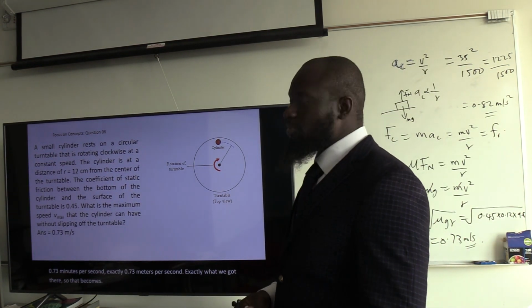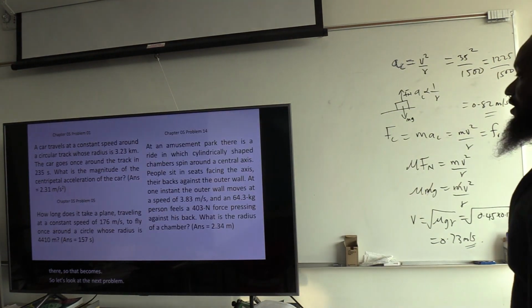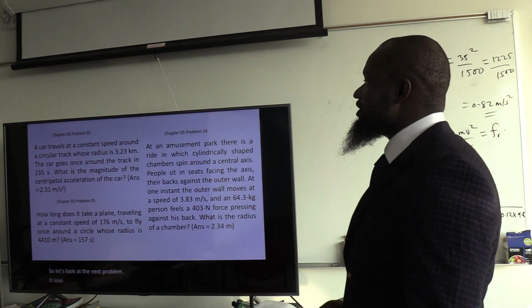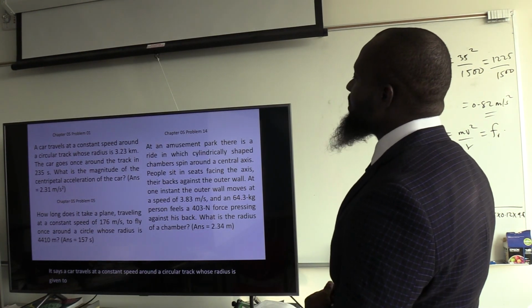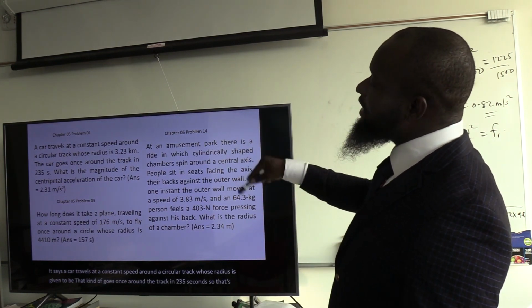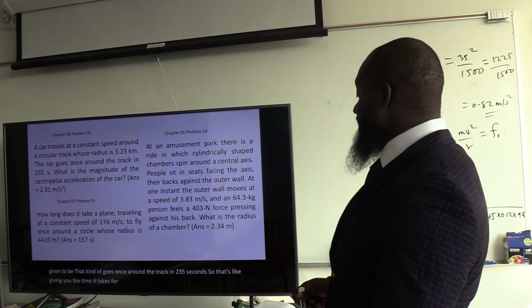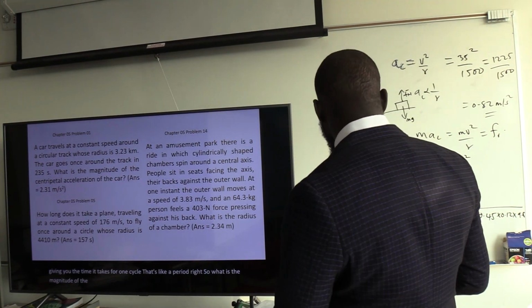Let's look at the next problem. It says a car travels at a constant speed around a circular track whose radius is given. The car goes once around the track in 2:35 seconds. That's like giving you the time it takes for one cycle, like a period. What is the magnitude of the centripetal acceleration of the car?